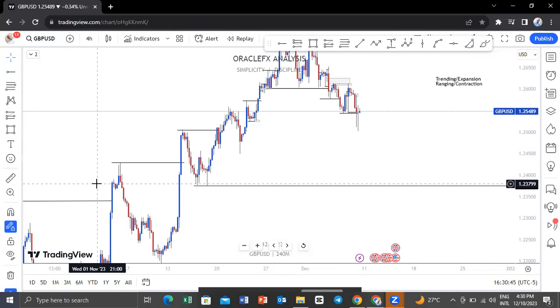Yes, yeah, that's right. So whenever you get your engulfing, it's showing you power, like strength coming into the market.